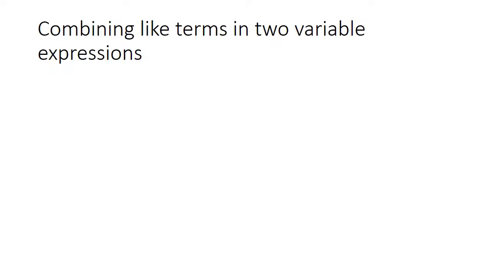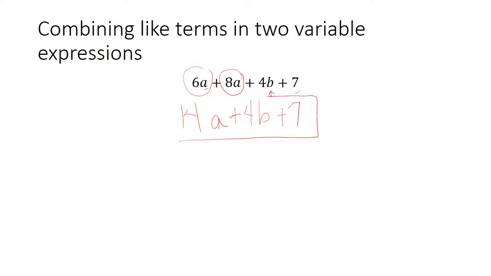What if we have two variables in our expression? Notice we have some a's and we have some b's, and then we have some constants. We can't combine our a's and our b's together, not by adding and subtracting, which is what combining like terms is. So we're going to take all our a's, our 6a and our 8a together, which would be 14a. Is there anything to combine with our 4b? It's already in simplest form. And our 7 has nothing to combine with, so it's already in simplest form. So this would be the simplest that you could write that expression.